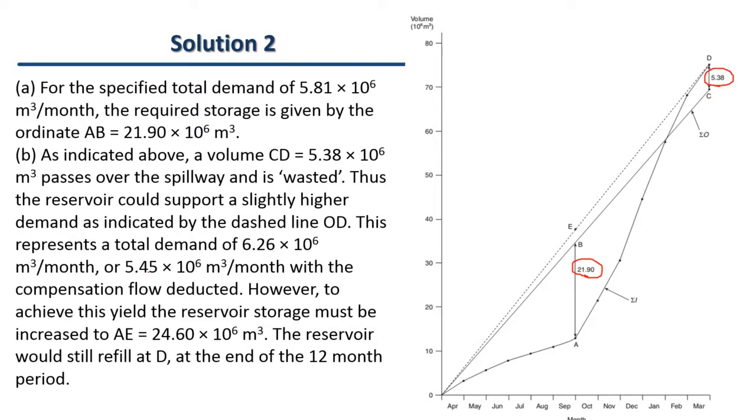So you can see here, and if it's explained in here that the CD can be added because it's wasted, so the reservoir could support a slightly higher demand as indicated as dashed line OD. Okay, so what we can just do is calculate this one. Let's look at our figures.